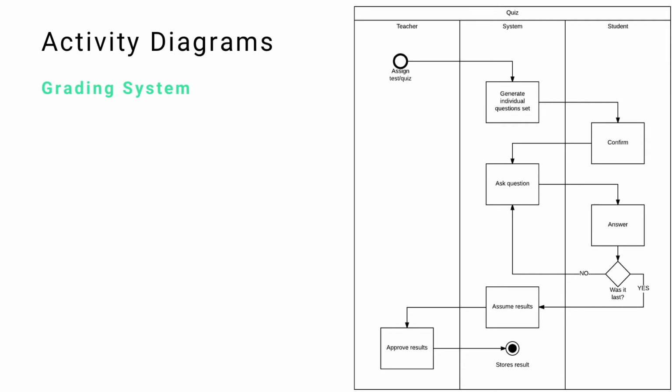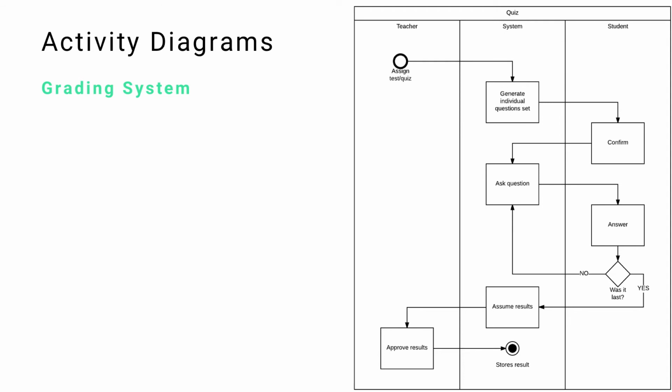If I look all the way to the left, I see that a teacher simply assigns a test or a quiz, and then they do not have to do anything else until they approve the result. That is it. That makes my job much easier in knowing what my teacher objects are going to have access to. Next, when I look at the system, I see that the system is going to have to generate the individual question set, then ask a question, then assume the results, and then store that result. That will make a little more sense when we actually follow the action flow.